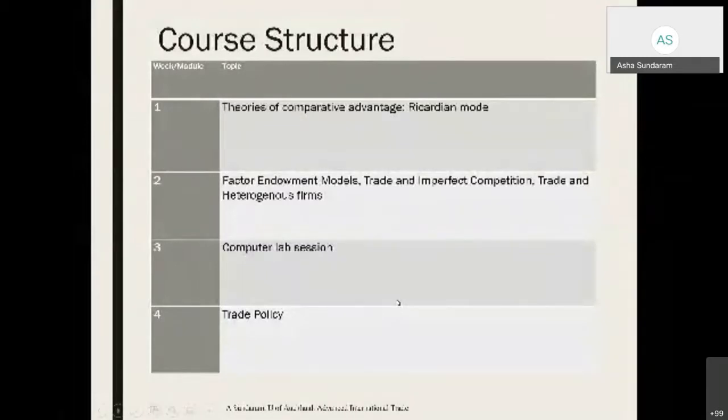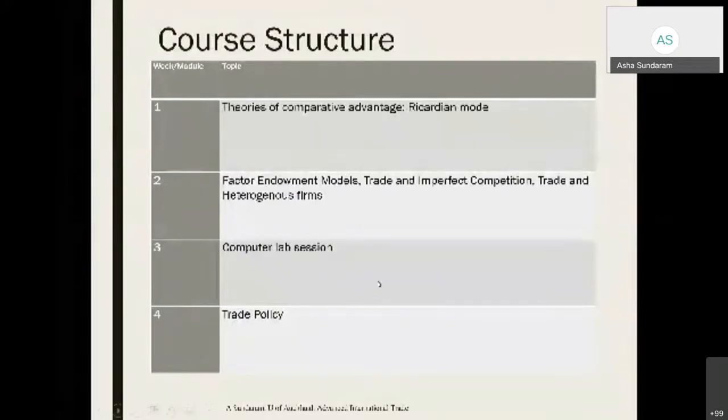Today, I'm going to talk mostly about the Ricardian model. The second lecture tomorrow will be about the factor endowment models, which is HO, Heckscher-Ohlin. And then we will start new trade theory, beginning with Krugman's monopolistic competition model, which is more about trade and imperfect competition. Then I will take you to the most used model in modern trade theory, which is the Melitz model, which talks about trade and heterogeneous firms.